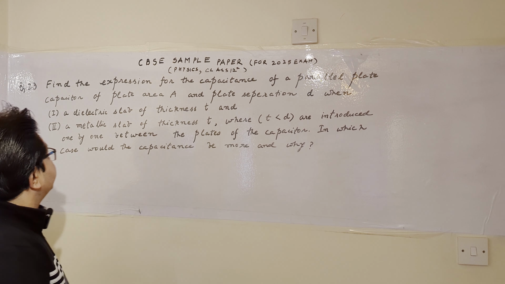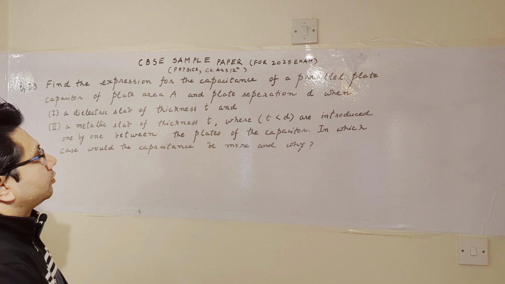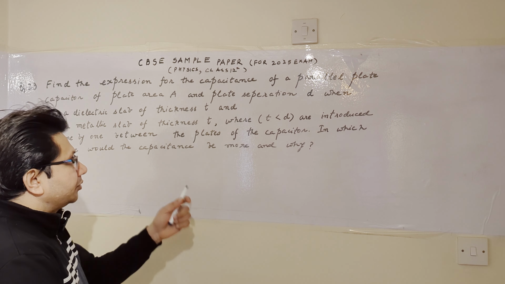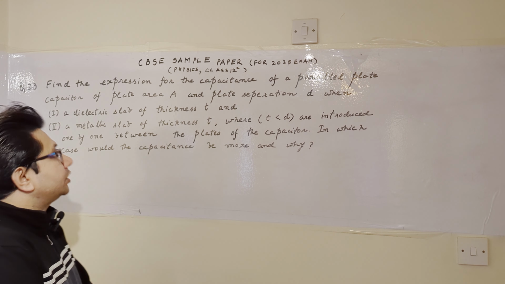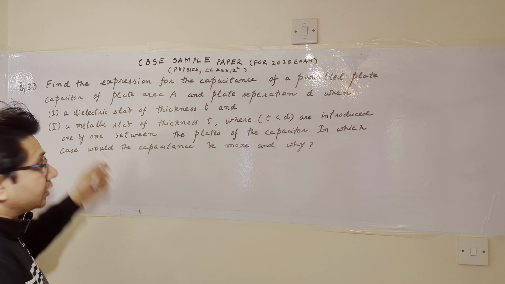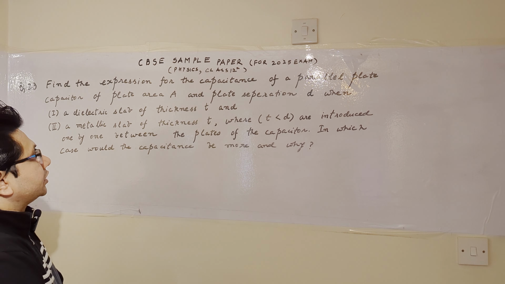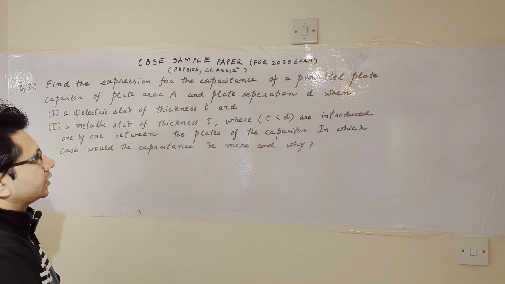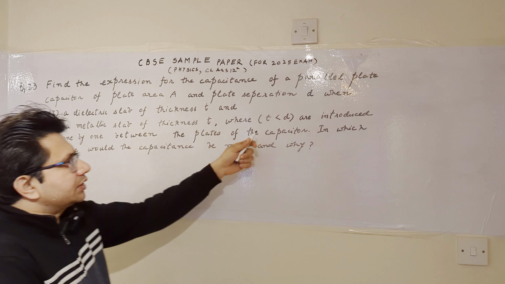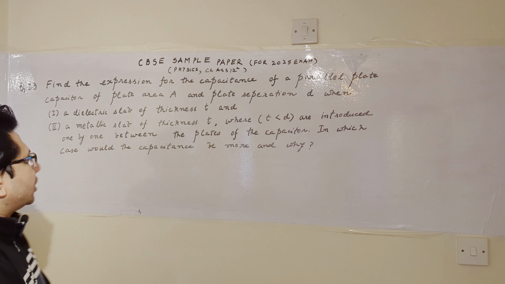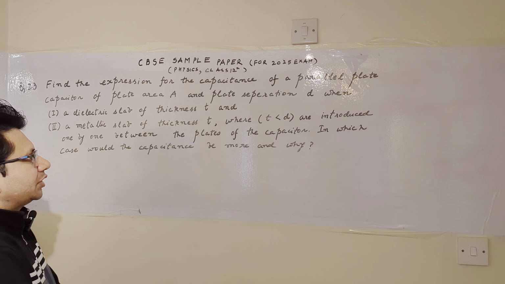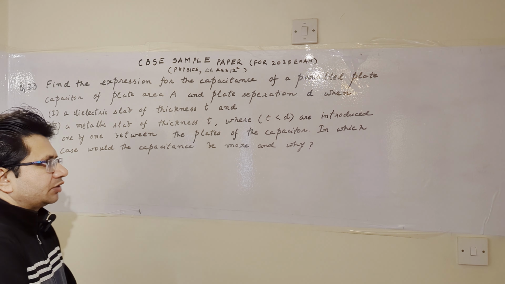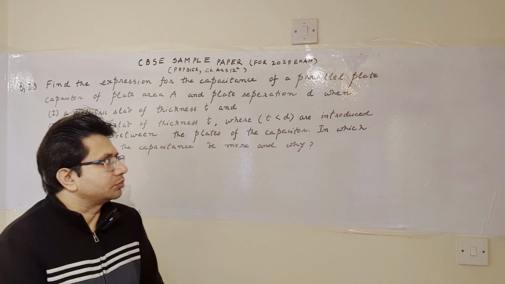Now the question is, find the expression for the capacitance of a parallel plate capacitor of plate area A and plate separation d when, part 1, a dielectric slab of thickness t, and part 2, a metallic slab of thickness t, where t is less than d, are introduced one by one between the plates of a capacitor. In which case would the capacitance be more and why? So this is the particular problem.